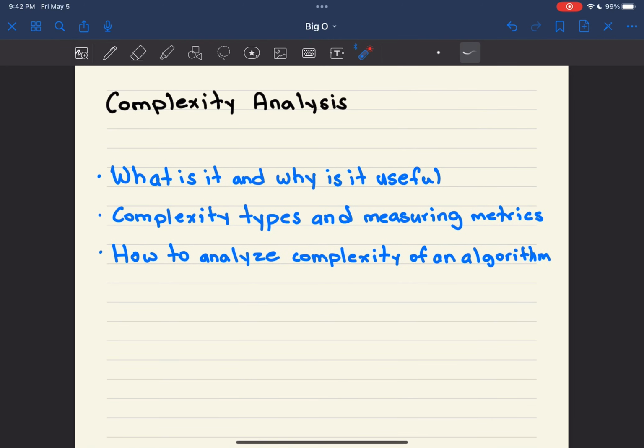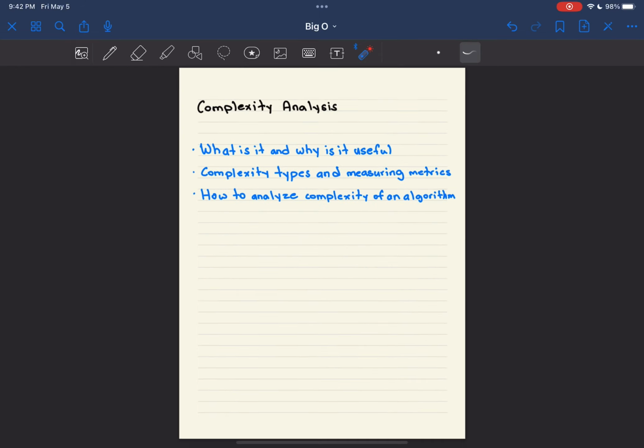In this video, we'll go over complexity analysis, what it is and why it is useful, the different types and measuring metrics used to analyze complexity, and finally, how to analyze the complexity of an algorithm with a few examples.